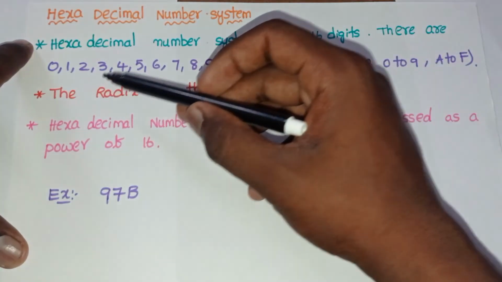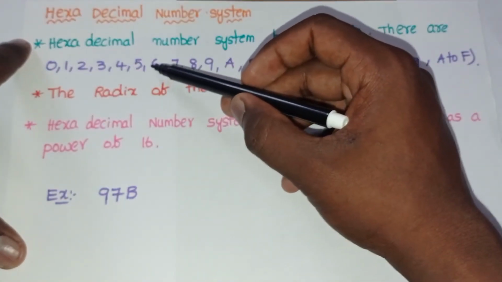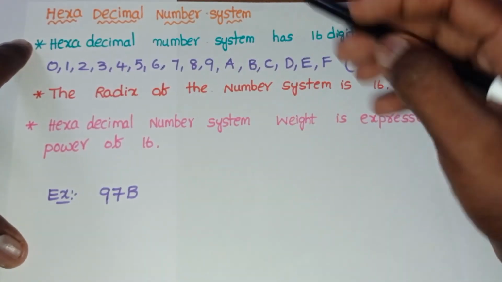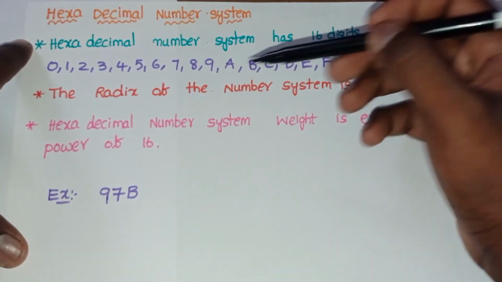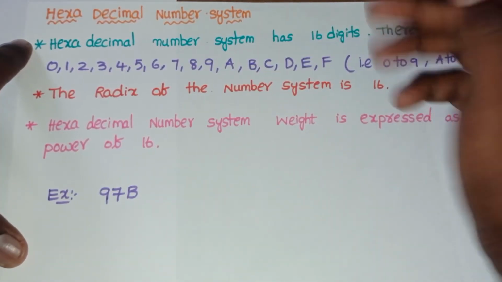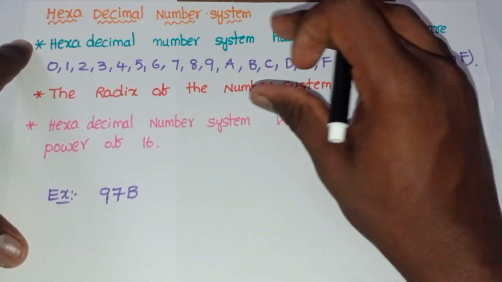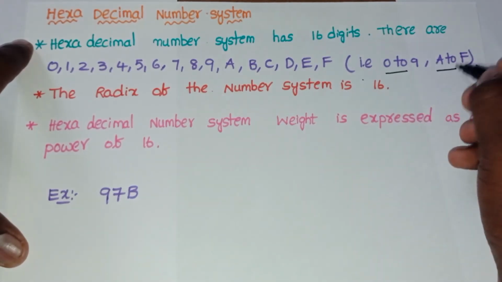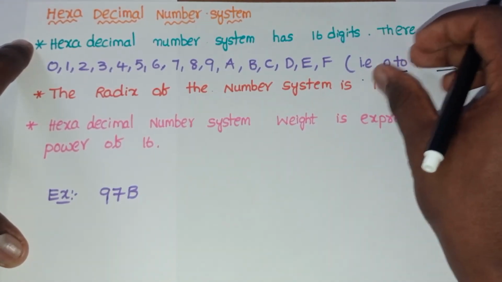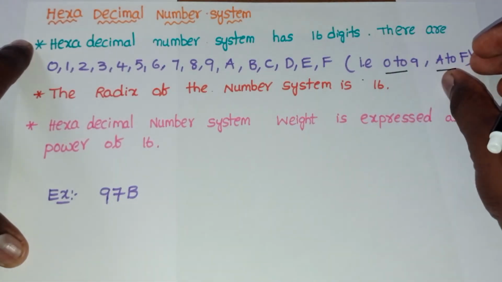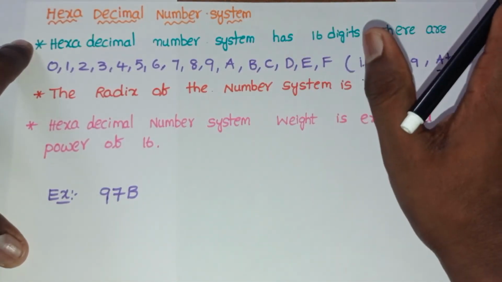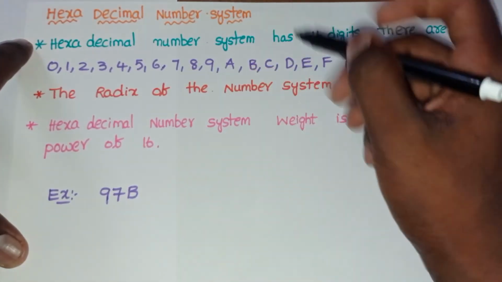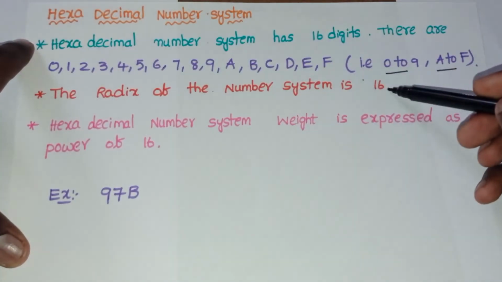There are 0, 1, 2, 3, 4, 5, 6, 7, 8, 9 and A, B, C, D, E, F. From 10 to 15 we have A, B, C, D, E, F, not integers. Here observe, 0 to 9 and A to F. The combination of 0 to 9 integers and A to F alphabets is nothing but the hexadecimal number system. Here the total number of digits is 16, so the radix of the number system is 16.